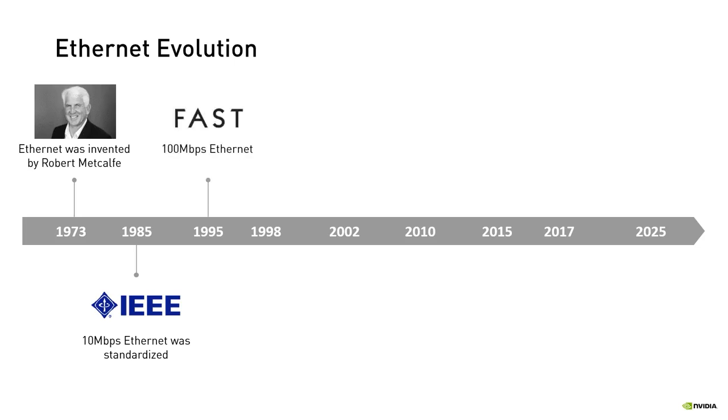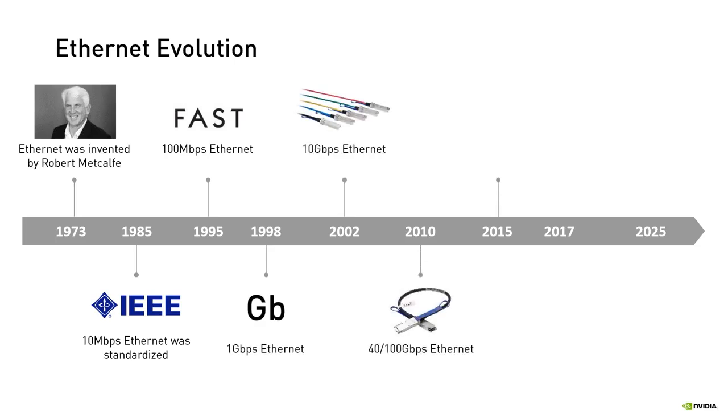Ethernet's original 10 megabits per second throughput increased to 100 megabits per second in the mid-1990s, and currently it supports up to 400 gigabits per second.